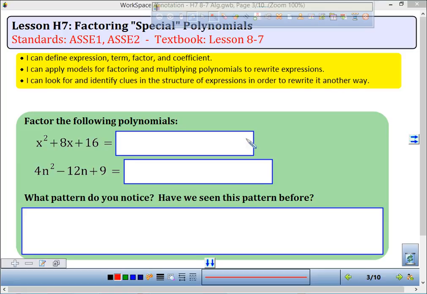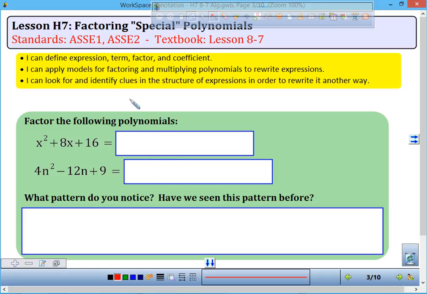All right, lesson 7. We're going to factor some special polynomials. So we're going to see some shortcuts, just like we saw some shortcuts when we were doing the multiplying. We're going to use those same shortcuts, but now we're going to go in reverse. Okay, we're going to go backwards and factor.